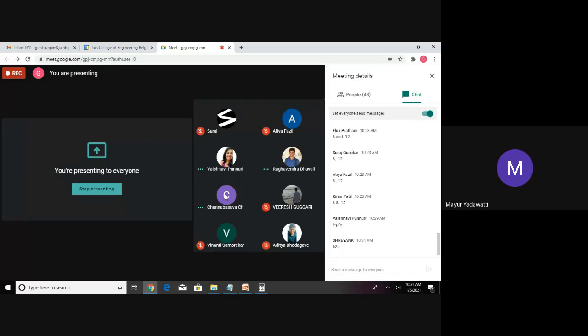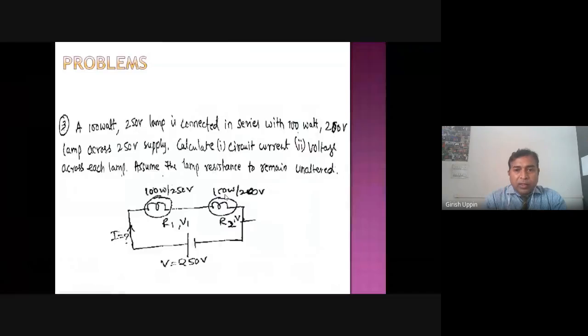400 ohm. It is here, that would be V square by P. V is nothing but 200. If it is not very clear, it is 200 volt. 200 square divided by 100, that will come as 400 ohm. Now you can find the current, right? Now you know the resistance. This one is 625 and this is 400.